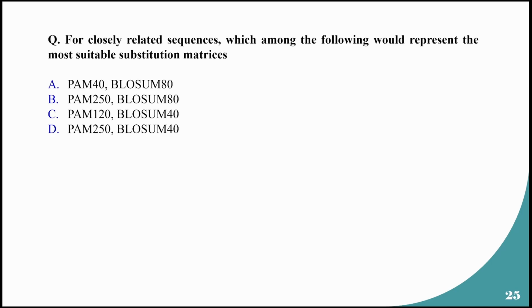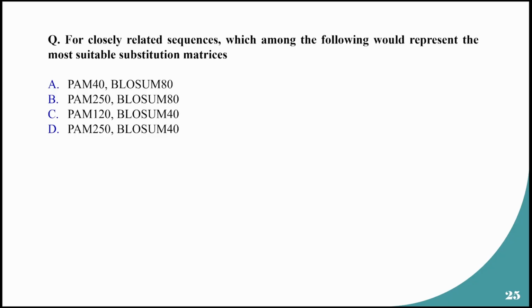Again, a very similar question that we also talked about earlier. So what could be the suitable representation for closely related sequences? Which option? Yeah, so I see A as the answer in the chat.